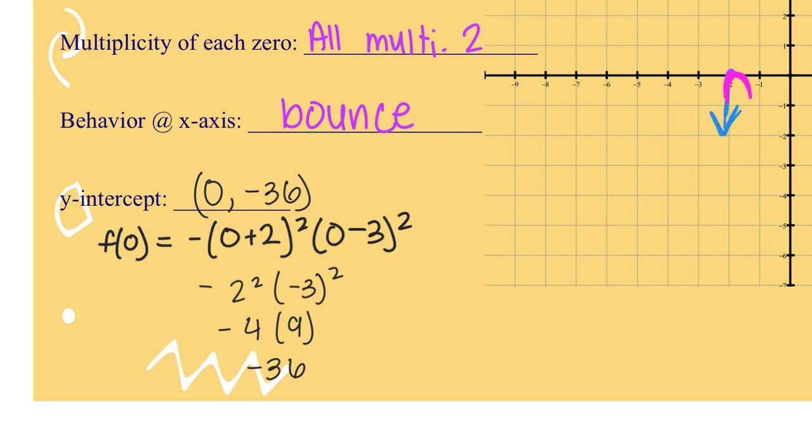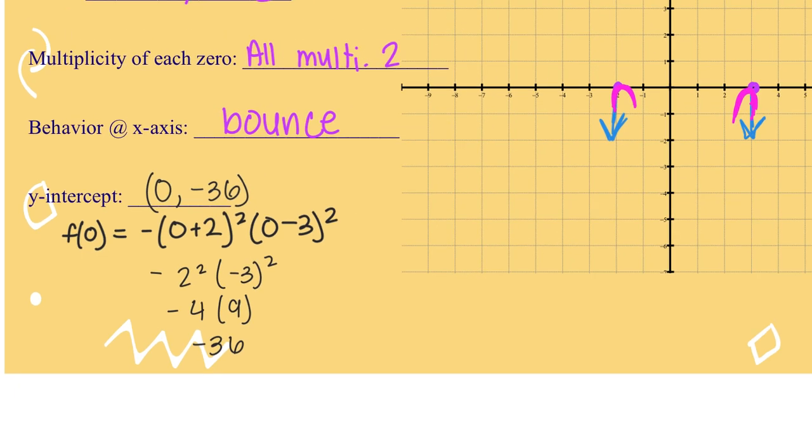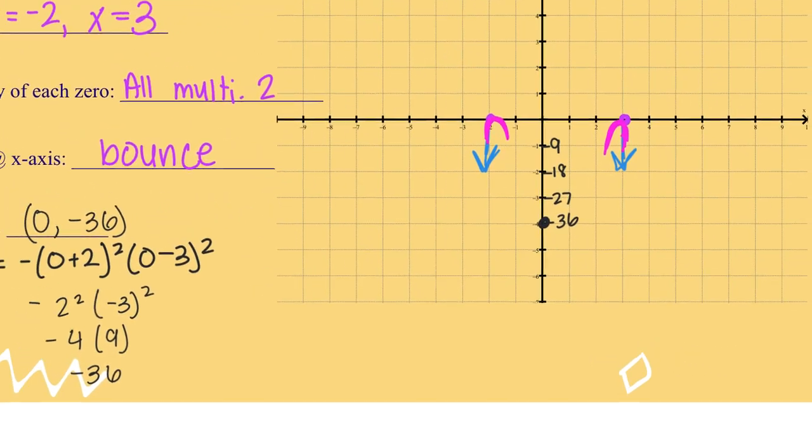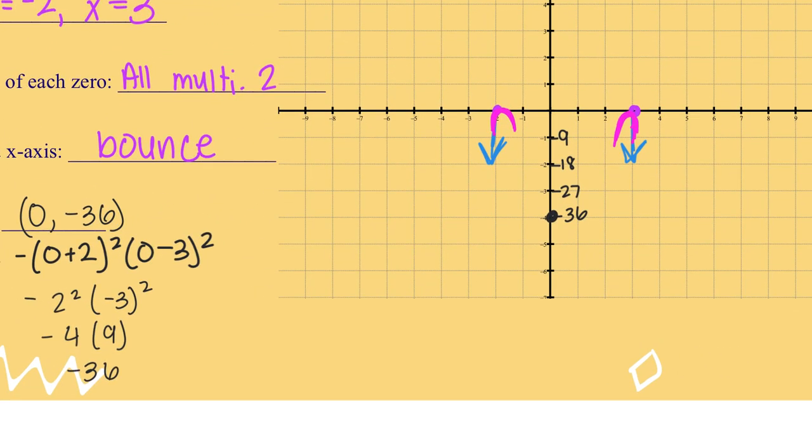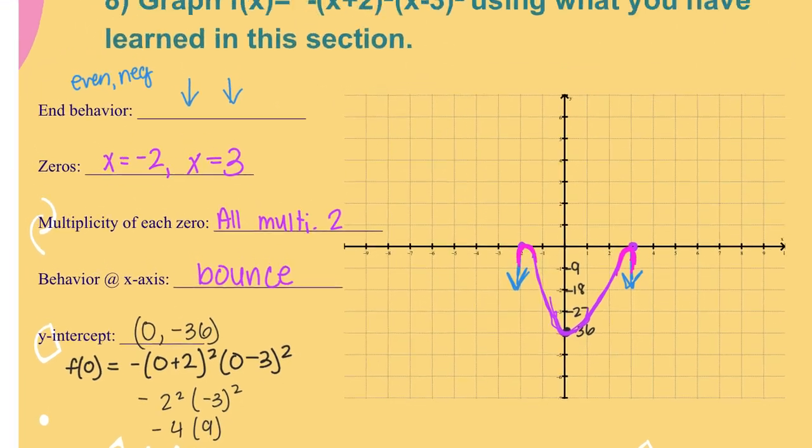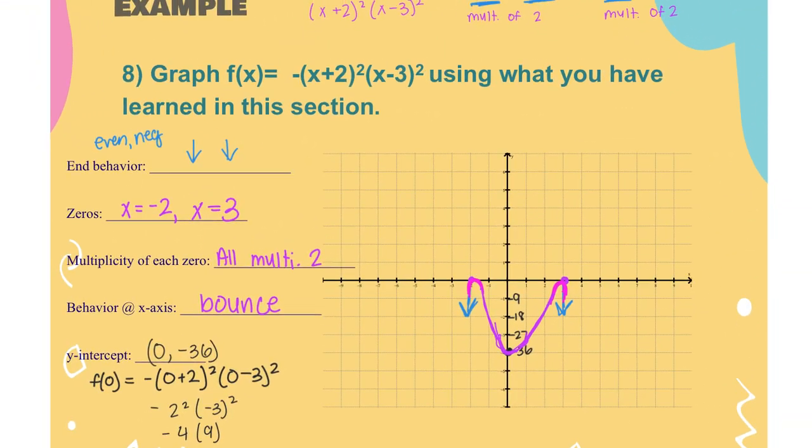It's fine. We're going to go by nines. I'm going to have negative 9, negative 18, negative 27, negative 36. Putting my dot at that negative 36, and then all I have to do on my graph is make sure it passes through that dot. So it's going to look something like this. Okay, and this is what your answer should look like.